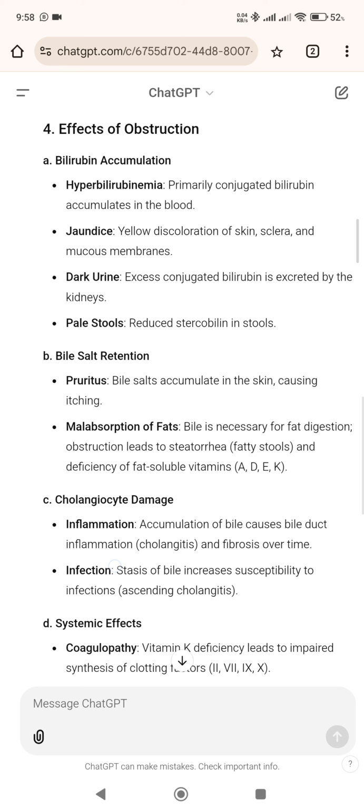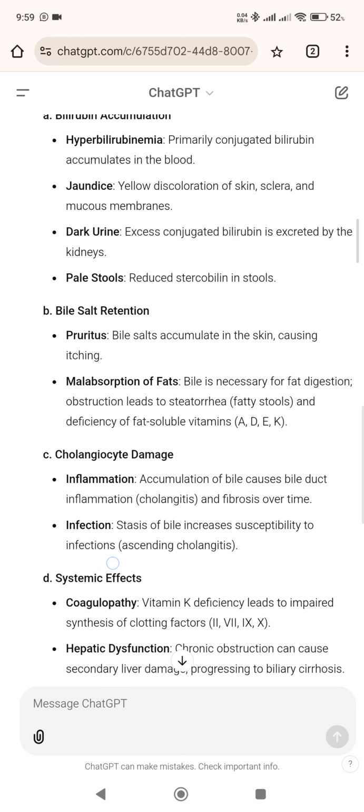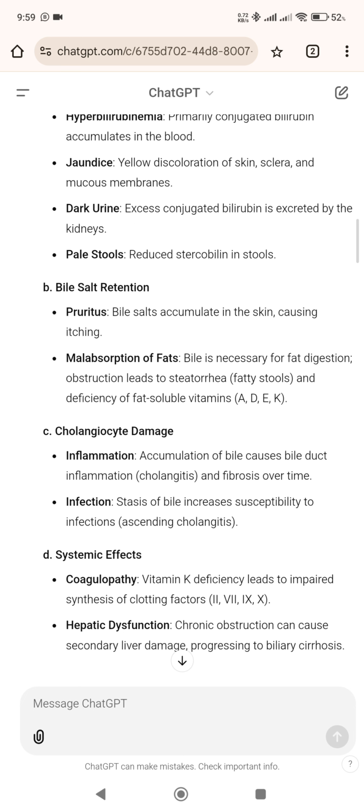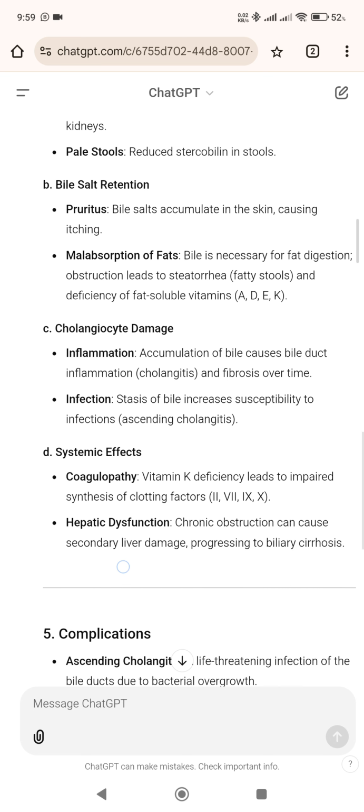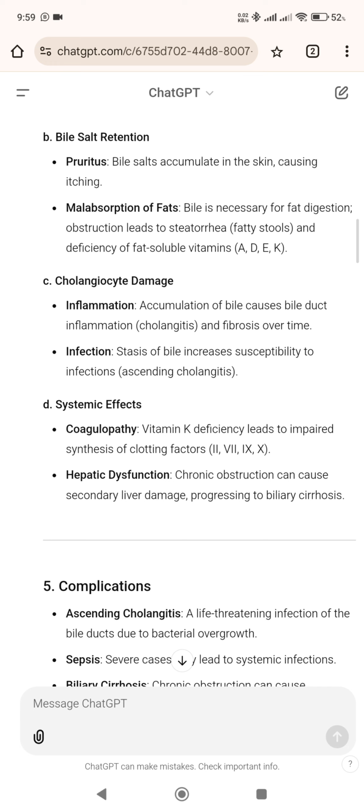B. Bile salt retention. Pruritus. Bile salts accumulate in the skin, causing itching. Malabsorption of fats. Bile is necessary for fat digestion. Obstruction leads to steatorrhea, fatty stools, and deficiency of fat-soluble vitamins A, D, E, K. C. Cholangiocyte damage. Inflammation. Accumulation of bile causes bile duct inflammation, cholangitis, and fibrosis over time. Infection. Stasis of bile increases susceptibility to infections, ascending cholangitis.